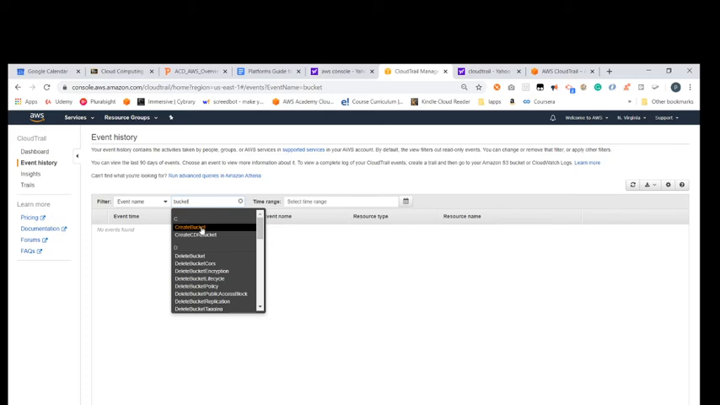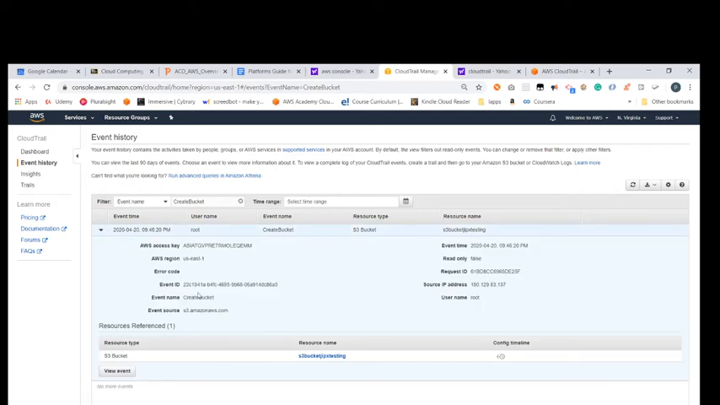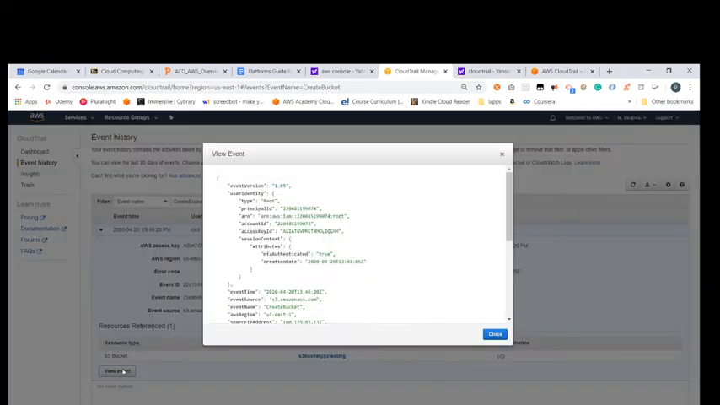Create bucket. Right, let's say create bucket. We notice the event: a create bucket event, and again, s3.amazonaws.com. So what's the bucket name created? And if you look for more information, who created this bucket, and which IP address the request came from. All the information will be displayed over here.